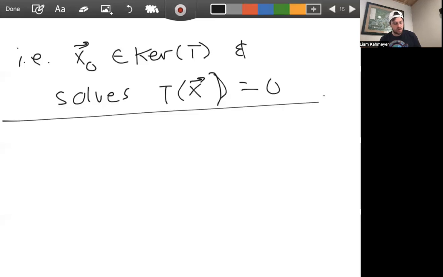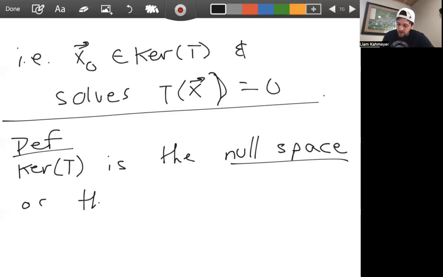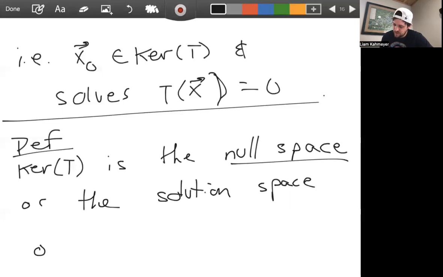So first, before we do any examples or anything, let's build up this notion of understanding these homogeneous systems as being the solution space of the kernel. So let's remember a definition here that we'll call the kernel, sometimes we'll call it the null space. So kernel of T is the null space, or the solution space. It's the subspace of solutions of the homogeneous system. So it's the solution space of T of X equals 0.